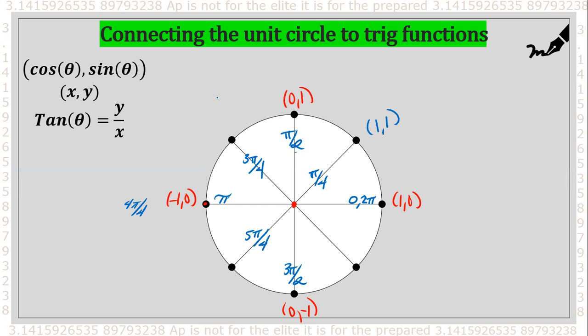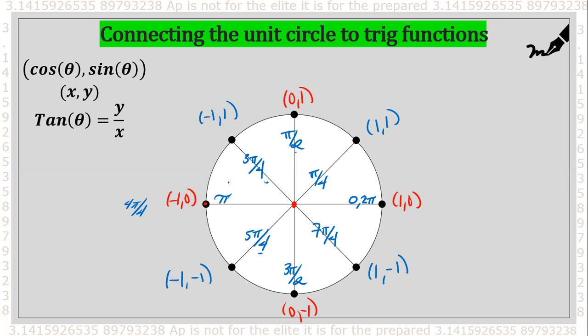Silly me, I forgot to put the coordinate at 3 pi over 4. That is 1 to the left and 1 up, so -1, 1. 5 pi over 4 is 1 down and 1 to the left. If I'm at 5 pi over 4 and I add another one, I'm at 6 pi over 4, which reduces to 3 pi over 2. And if I add one more, I get 7 pi over 4, and that point is 1 to the right and 1 down.